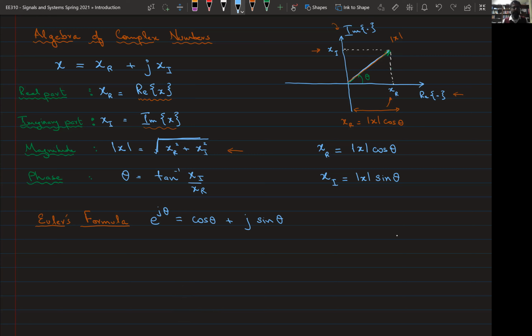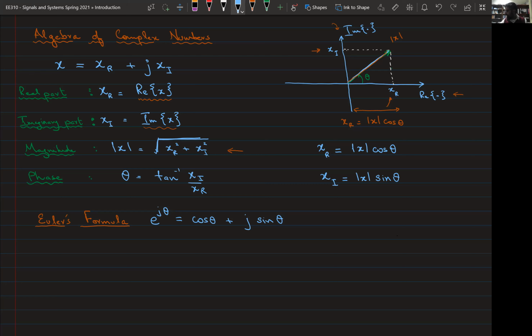Anybody has any idea how you come about this, by the way? I mean, how is Euler's formula derived? Maclaurin series? Yes, through Maclaurin series. Okay, and I'm not going to go through the proof. The proof is actually there in the background handout that I've uploaded on LMS. So you're welcome to go through that proof as well.